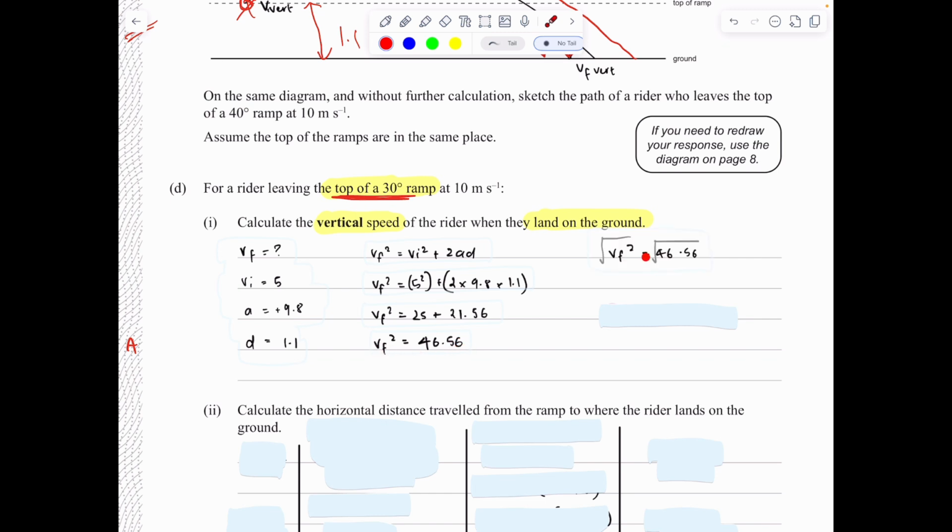That needs to be square rooted because we don't want velocity squared, we just want the final velocity. To undo that square, we have to square root this side, and that means we have to square root the other side as well. By popping this into your calculator, you should have gotten 6.82 meters per second. So this is worth Achieved.